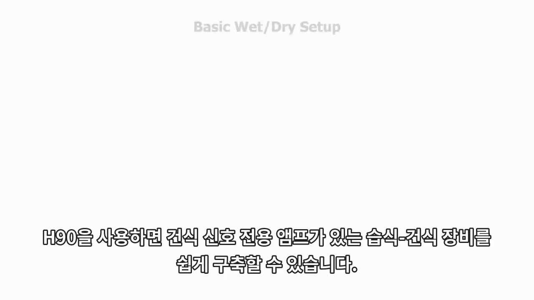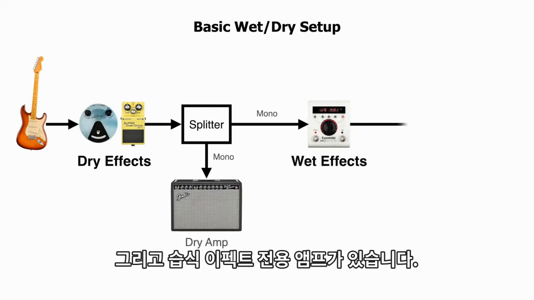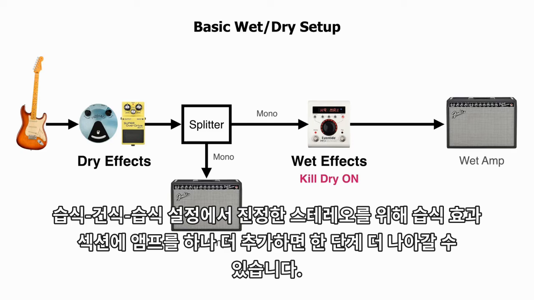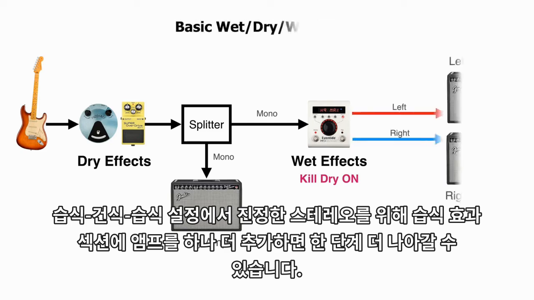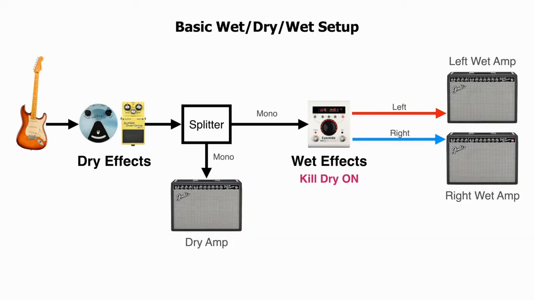The H90 makes it easy to build wet-dry rigs, where we have a dedicated amp for the dry signal and another amp dedicated to wet effects. It's crucial that the wet effects have kill dry set to on, as the wet amp should not be sent any dry signal. We can take it a step further by adding one more amp to the wet effects section for true stereo in a wet-dry-wet setup.